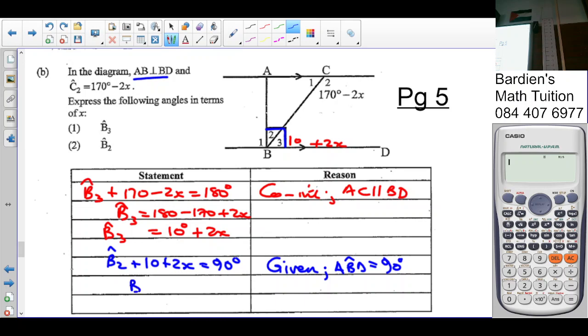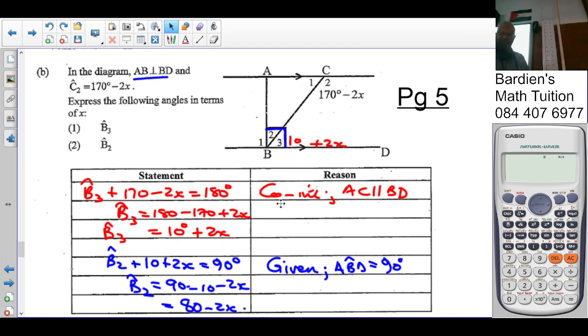So B2 is going to be 90 minus 10 minus 2x, which is going to give me 80 minus 2x. Okay? You guys understand? Easy.